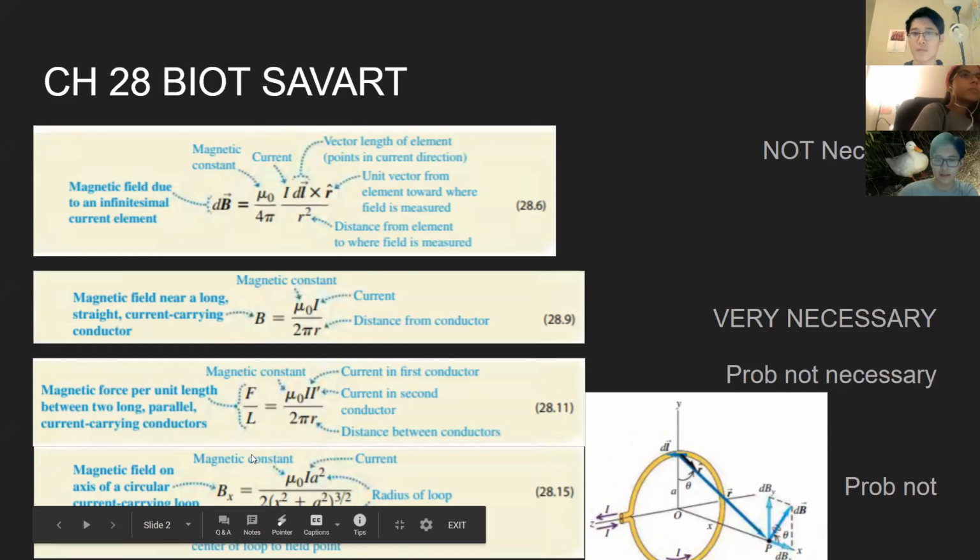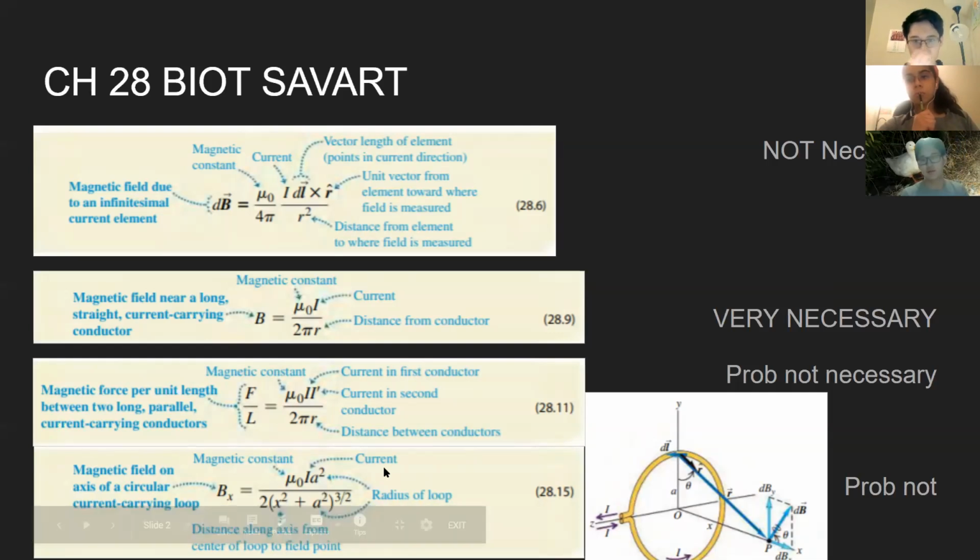And then the last equation, this one was in the practice exam where you have a ring, right? There's a distance x and the ring has a radius a. You just plug and chug. It's quite simple. Biot-Savart is just plug and chug. There's no theory that we need to know. Okay, so I'm gonna move on now. If any of you have any questions, just leave them in the chat.